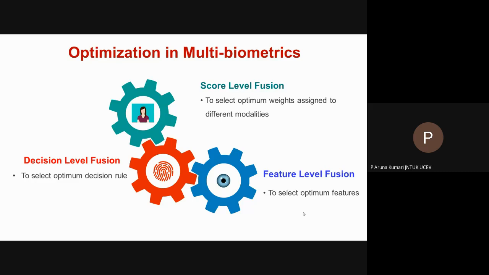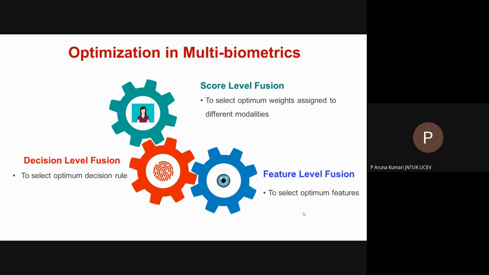But what weights do we have to assign, how do we select the optimum weights for these different biometric traits in score level fusion? We can apply optimization techniques. We can optimize the weights assigned to the different biometric modalities in score level fusion. At the same time, we can also apply this optimization to select the different decision rules which you are obtaining after your decision level fusion.